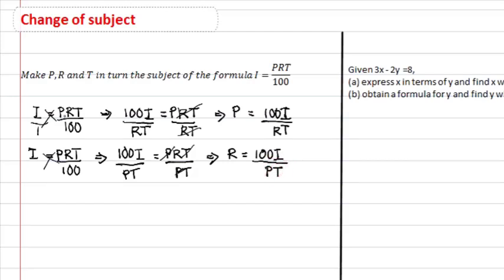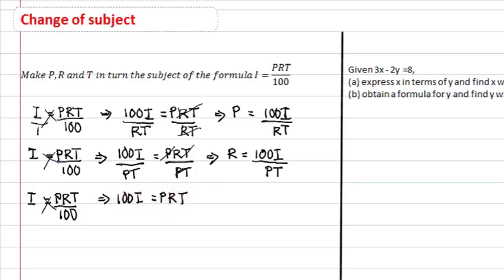So lastly again, we want to make T the subject of the formula, so that is I is equal to PRT over 100. Cross multiply again, we're going to have 100 I equal to PRT.